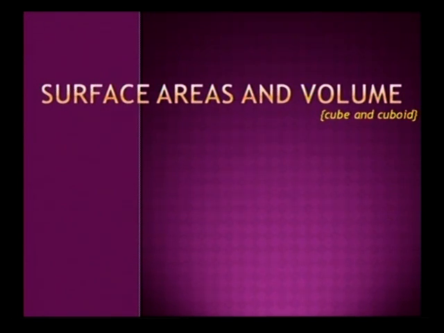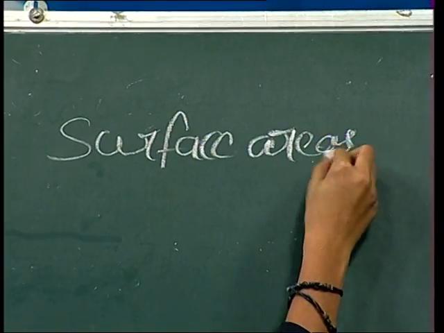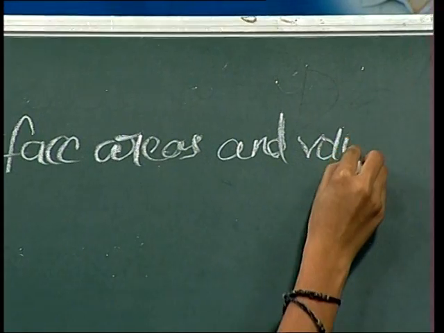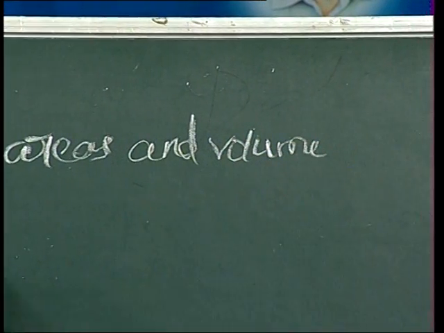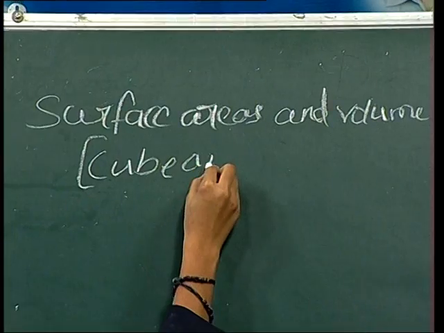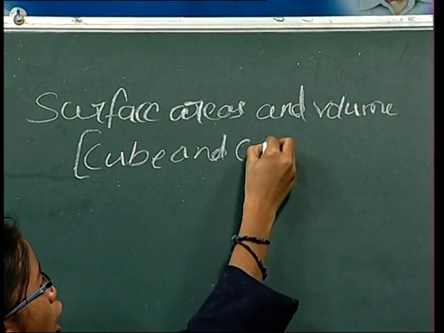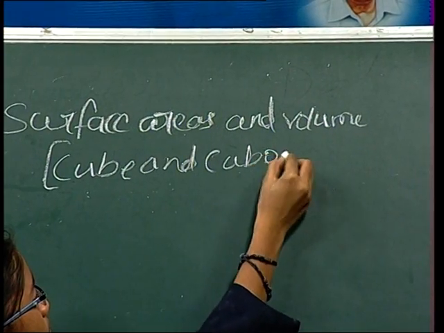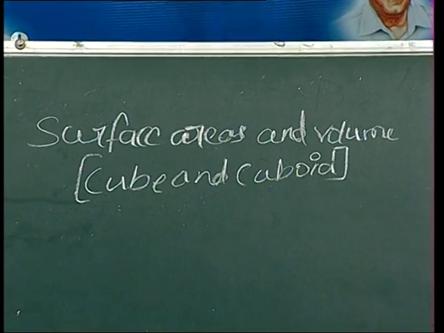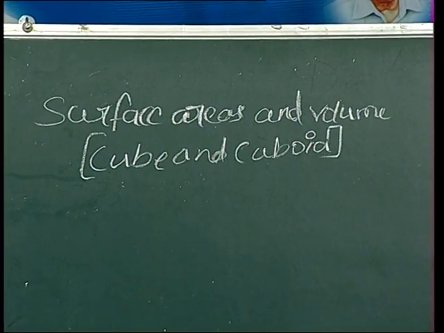So I am writing it down. Surface areas and volume of cube and cuboid. So now we are discussing the surface areas and volumes. We may find the surface areas and volumes of cube and cuboid only.